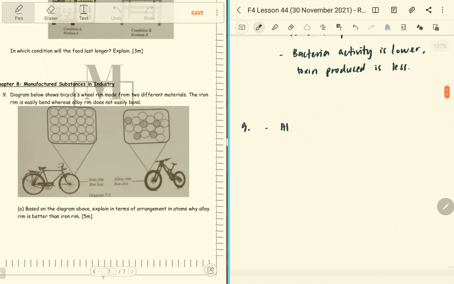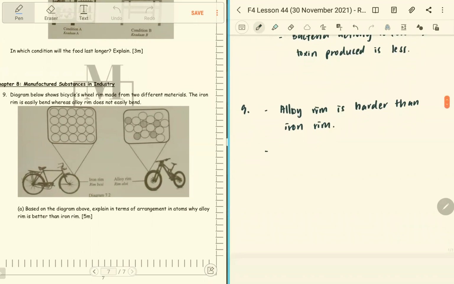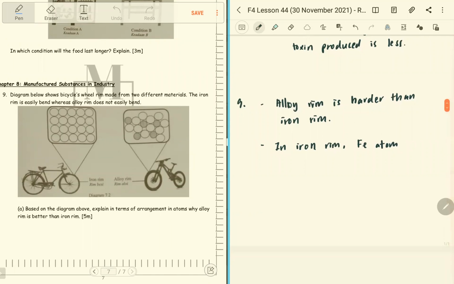First of all, just explain that the alloy rim is harder than the iron rim. This is one of the purposes why we make alloys. Alloy is always harder and stronger than the pure metal. Then we start explaining in terms of the arrangement of atoms. In the iron rim, all your Fe atoms, or all your iron atoms, are of the same size.